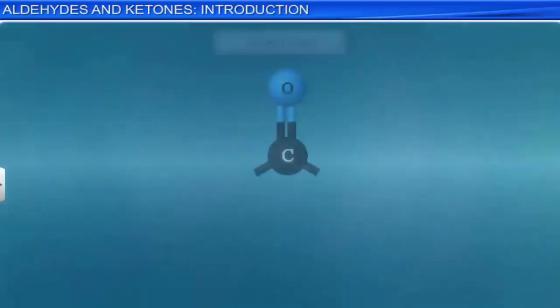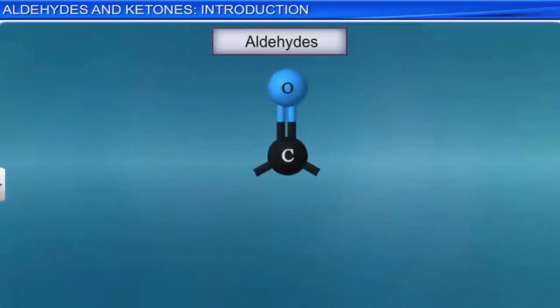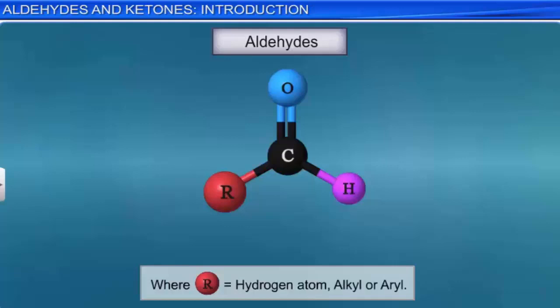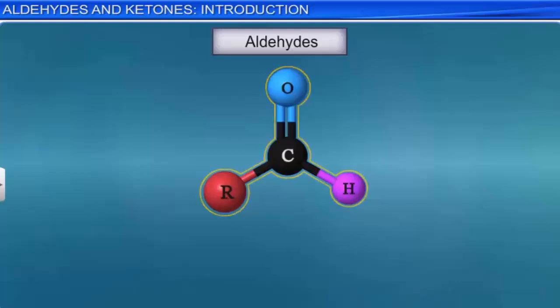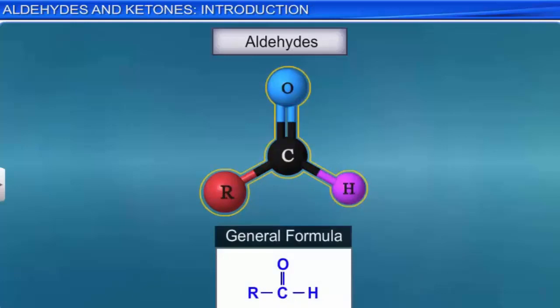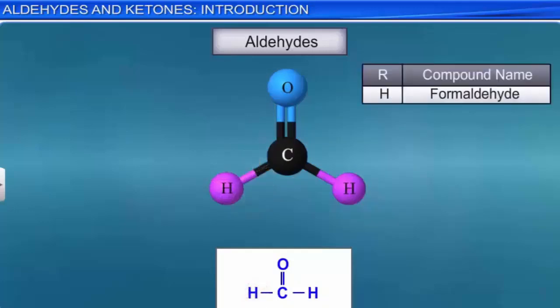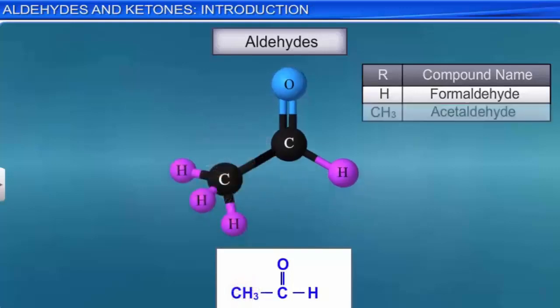In aldehydes, one of the two available valencies of the carbonyl group carbon is essentially satisfied by an H atom, and the other by a hydrogen atom, an alkyl group or an aryl group. Hence, the general formula for aldehydes is RC double bond OH. If R is H, then the corresponding aldehyde is formaldehyde. If R is the methyl group, then it is an acetaldehyde. And if R is the phenyl group, then it is a benzaldehyde.